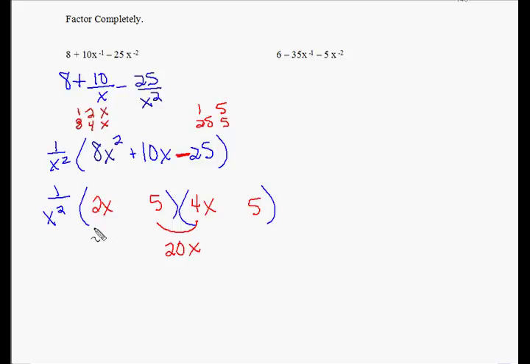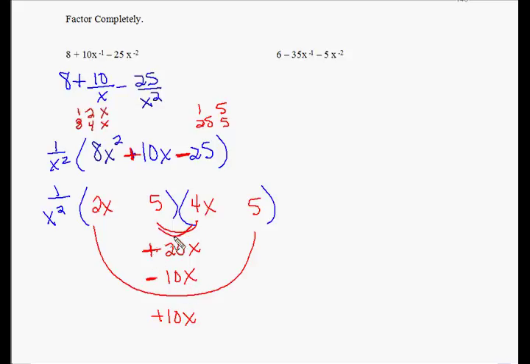5 times 4x is 20x. 2x times 5 is 10x. I'm going to have 1 be positive and 1 be negative. But when I'm all done, I want the result to be a positive 10. So if I make the 20x positive, the 10x negative, then I'll end up with a positive 10x after I've added these inners and outers together.